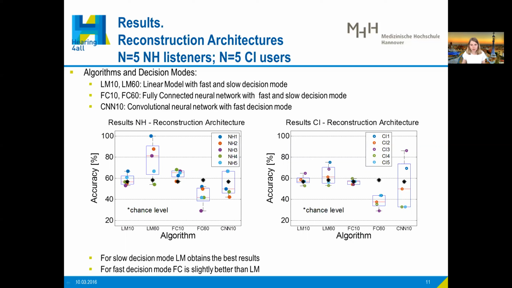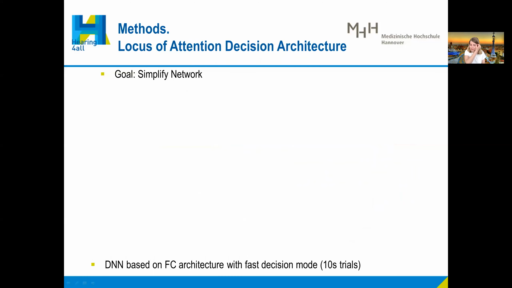But when we changed to fast decision mode, which means that we take 10 seconds to predict, then fully connected was slightly better than the linear model for 10 seconds. So our next goal was also to simplify the network, because results for neural networks were not really much higher than for the linear model, maybe because of the complexity of neural networks.